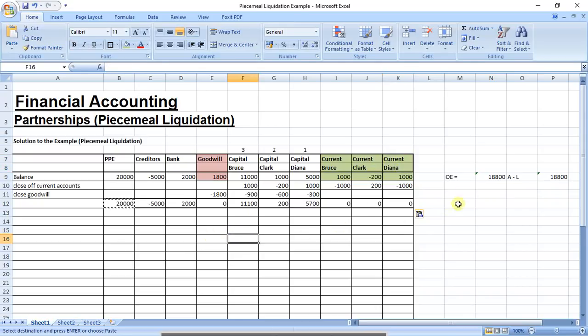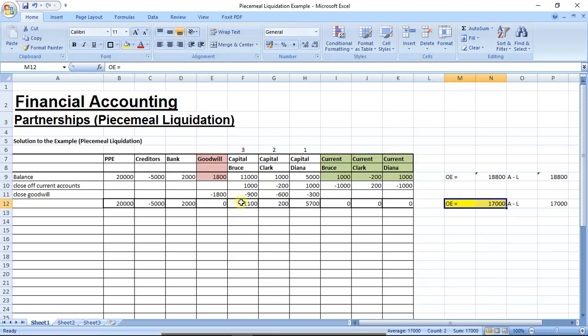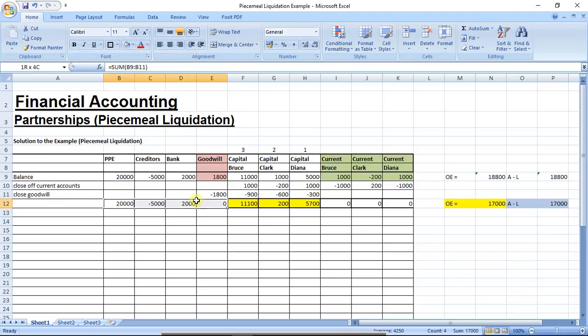And again, if I'm keeping track of my owner's equity and assets minus liabilities, you'll see if I add up all of my owner's equity, which in this case represents that, and I add up my liabilities and assets, I'm going to land up with 17,000, 17,000.